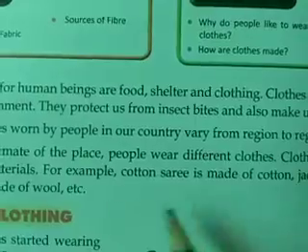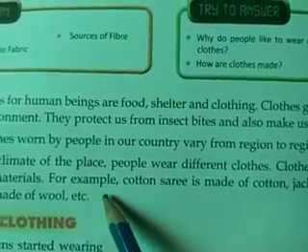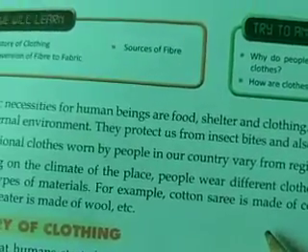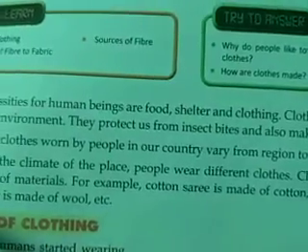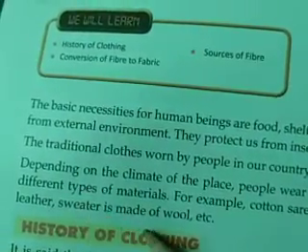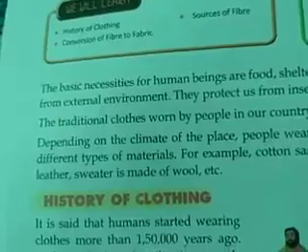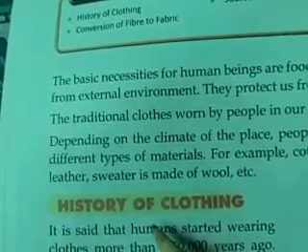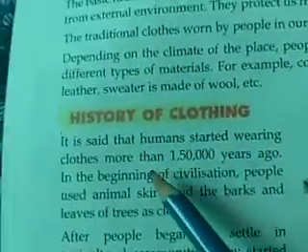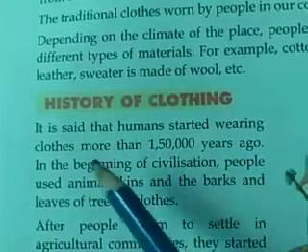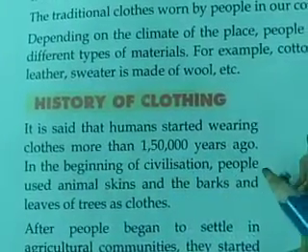And clothes are made up of different types of materials. For example, cotton saree is made up of cotton, jacket is made up of leather, and sweater is made of wool. So next our topic is history of clothing. It is said that humans started wearing clothes more than 1,50,000 years ago.